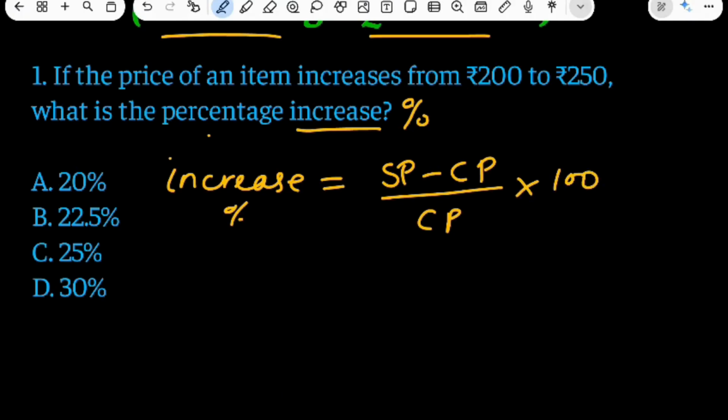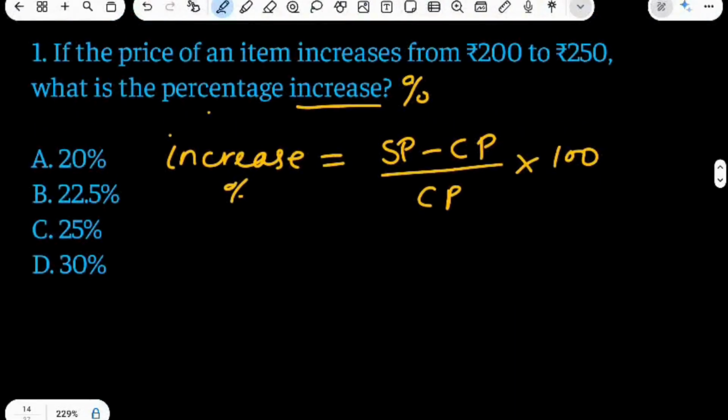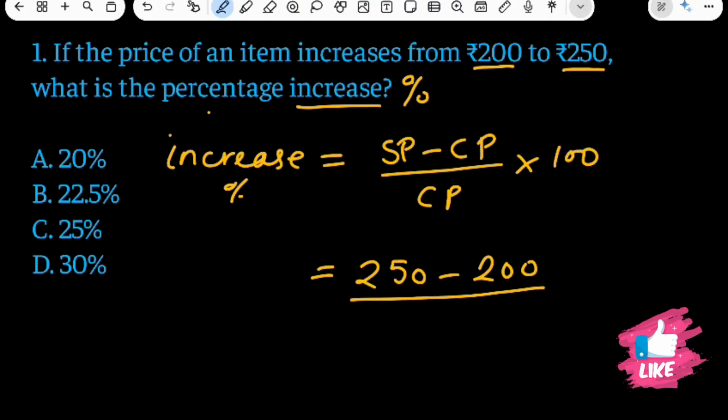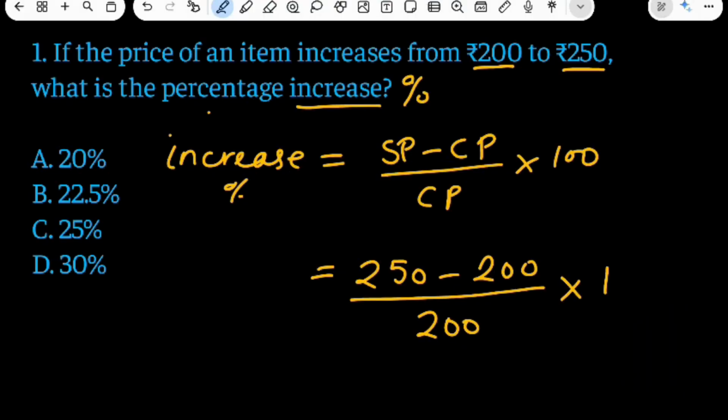And if you are stuck remembering this type of formula, then simply understand the question. It says that the item increases from 200 to 250. So 250 is the larger quantity and 200 is the smaller one, right? So we simply subtract the smaller from the larger, then divide it by the smaller part, that is 200, and simply multiply it by 100.